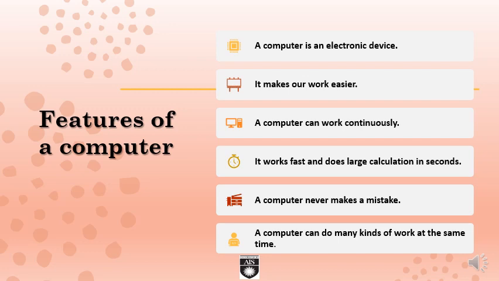Let us now know about the features of a computer. I have jotted down 6 points over here. You will also understand. The first point, a computer is an electronic device. Second, it makes our work easier. Third, a computer can work continuously. Fourth, it works fast and does large calculations in seconds. Fifth, a computer never makes mistakes. Sixth, a computer can do many kinds of work at the same time.